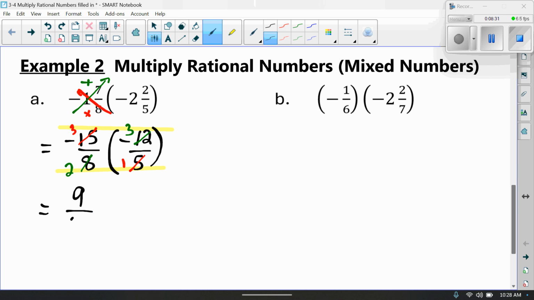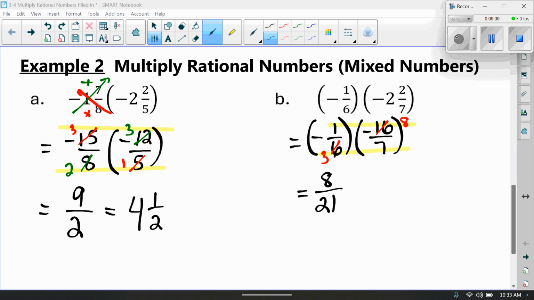2. So now we have an improper fraction, and now we have to change it back to a mixed number. So how many times does 2 go into 9? 4 times. With how many left over? With 1 left over, so this is going to be 4 and 1 half. Is everybody clear? All right, so you guys, I want you to do example B with your table partners, okay? And then we'll go over it.